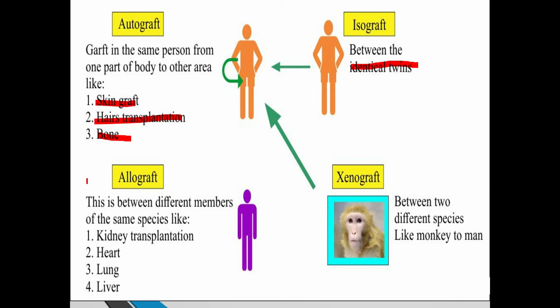And coming to the allograft, it is between different members of the same species, like kidney transplantation, heart transplantation, lung, liver, etc. And coming to the xenograft, it is between two different species like monkey to man. So, four types of grafting are there: autograft, isograft, allograft and xenograft. Autograft is the same person, from one part of the body to another area, isograft is between identical twins, allograft is between different members of the same species, and xenograft is between two different species.